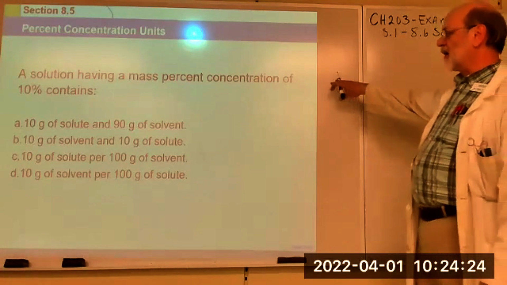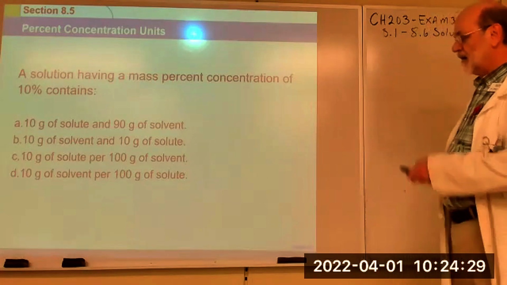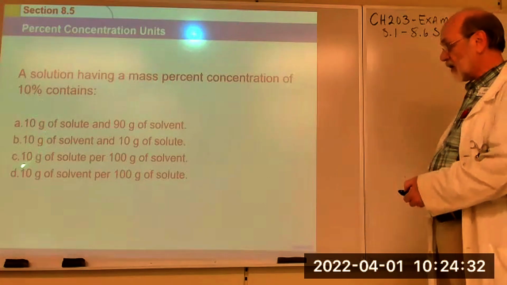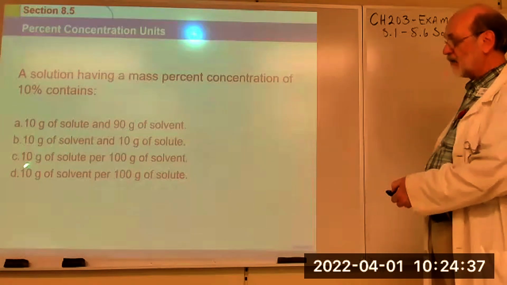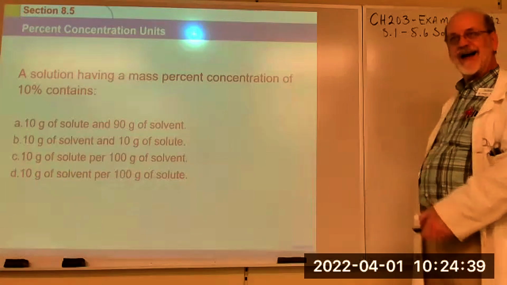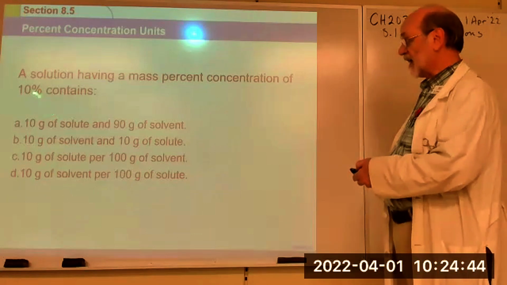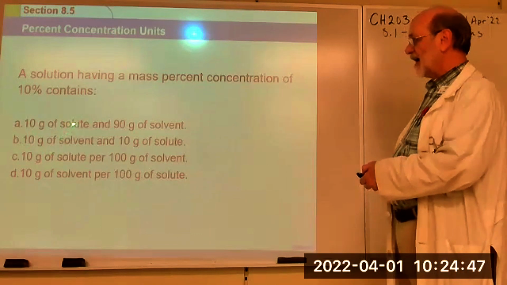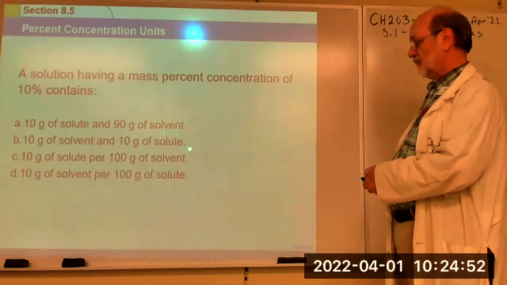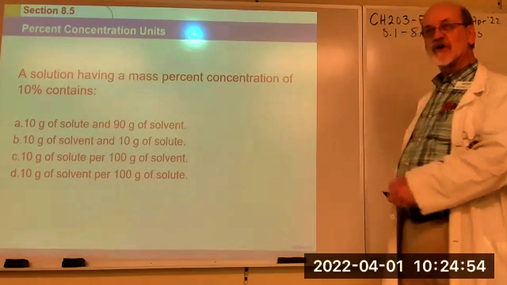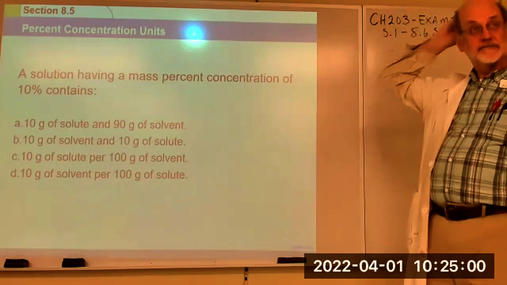So if we have a mass percent concentration of 10%, what does that mean? 10% contains 10 grams of solute. That's good. Solute, right? 10 grams of solvent, no. B and D are out. It has to be A or C. Because we're saying 10 grams of solute and 90 grams of solvent? Yes. Because the total has to be 100 grams. So our answer is A.